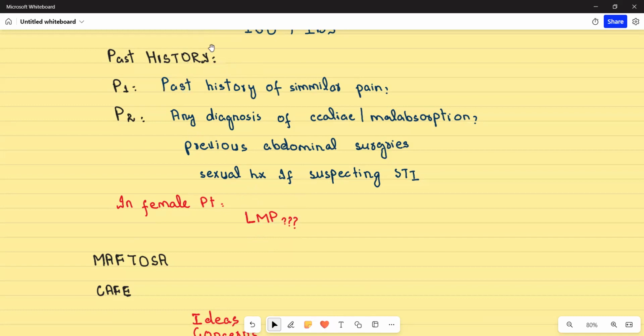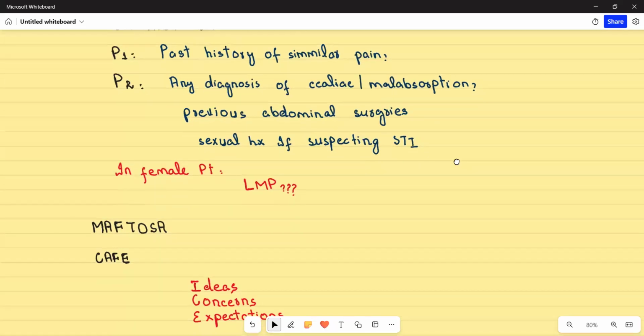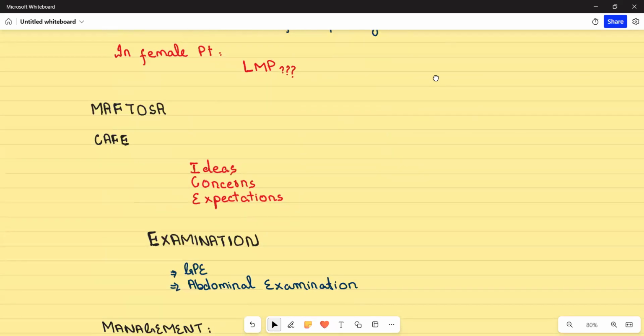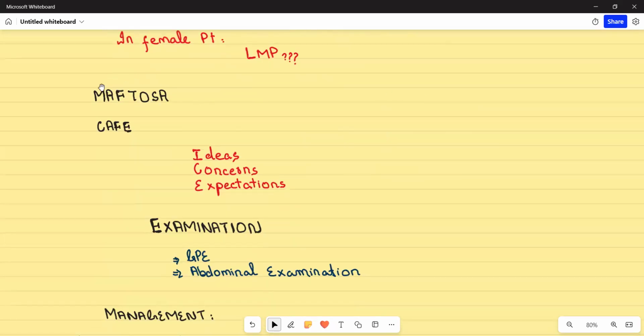We are going to ask past history of a similar symptom, and then the rest of the past history, that is any previous diagnosis of celiac disease or malabsorption, previous abdominal surgery, and sexual history if you are suspecting sexually transmitted infections. And female patient, last menstrual period. Then we are going to ask MFDOSA, which is a mnemonic. M stands for medications, any medication that the patient is taking.